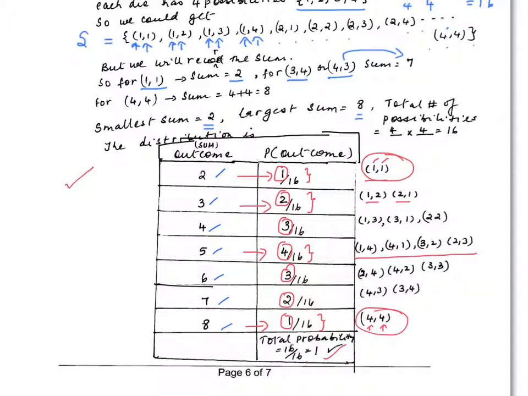Have we carefully calculated the probability of each outcome? Check. Add up all the probabilities. Do we get equal to 1? Check. We've completed the probability distribution.